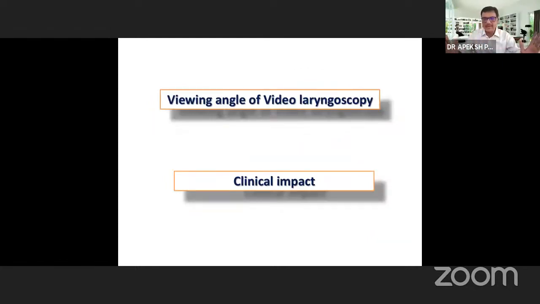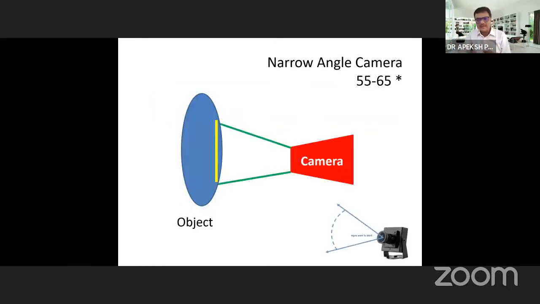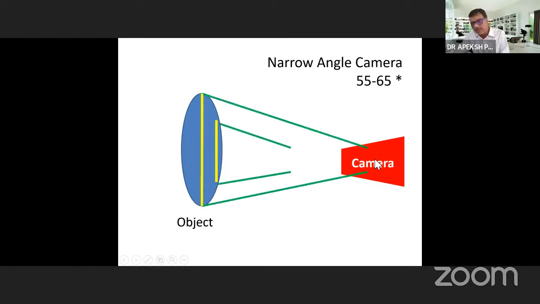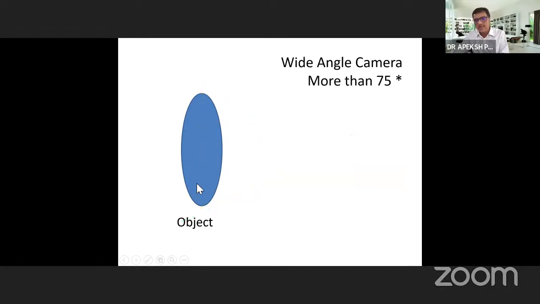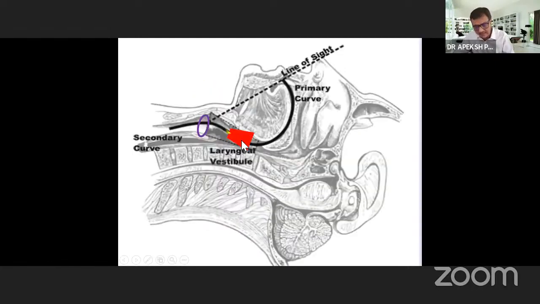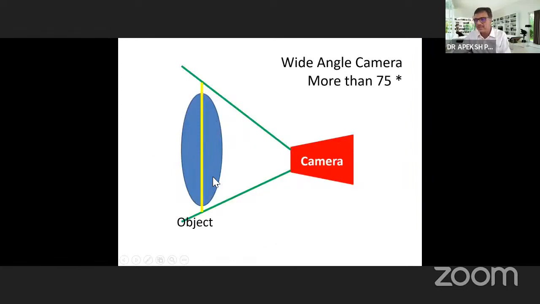Our eye has its own perimetry and we can't look beyond that perimetry. In the same way, each video laryngoscopic camera has its own perimetry. That's called the viewing angle of that video laryngoscope, and this viewing angle ranges from 55 to 90 degrees. If you look at a narrow angle camera, of 55 to 65 degrees, suppose this is an object and this is the camera. The narrow angle camera will be able to see only this much yellow line area. But if you want to see the whole area, you need to withdraw the camera a little bit backward to get the whole object on the screen. But if you are using a wide viewing angle camera, then in spite of the near distance from the larynx, you'll get the complete laryngeal view.